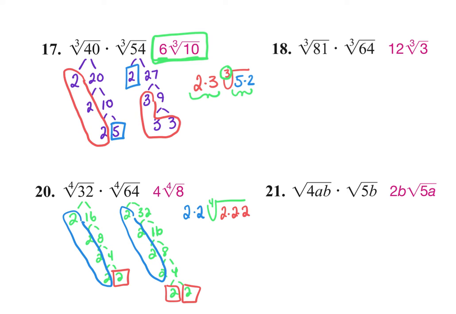And then we are going to, of course, multiply the 2 and the 2. That gives us that 4. 2 times 2 times 2 gives us the 8. Don't forget to put your index. So we have 4, 4th root of 8.